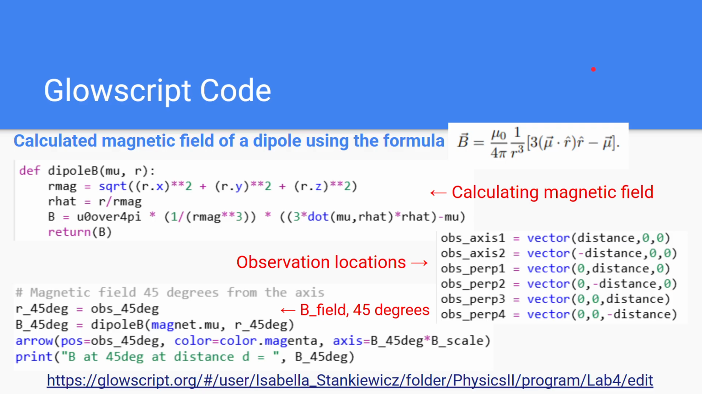Then to simulate this situation in GlowScript, I calculated the magnetic field of a dipole using the formula right here. And here is the function in GlowScript that I used, calculating the magnetic field. And then at several observation locations, we called the function to calculate this magnetic field on the axis in 2 positions and then on 4 perpendicular axes. And then here shows how I calculated the magnetic field 45 degrees from the axis, which is how we simulated the off-axis field in the actual experiment.